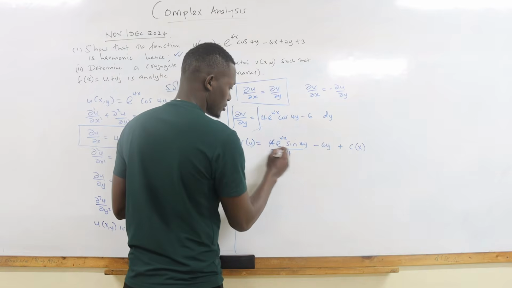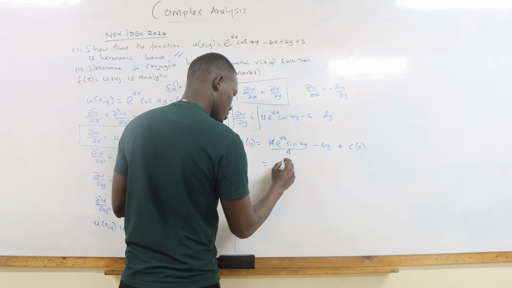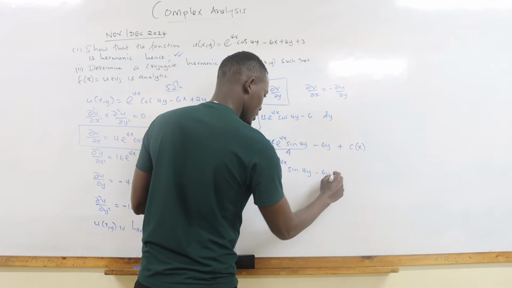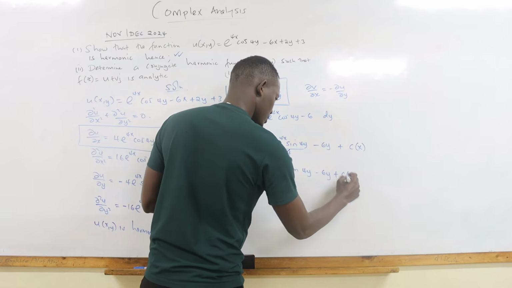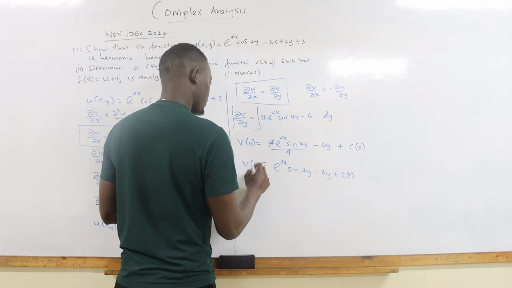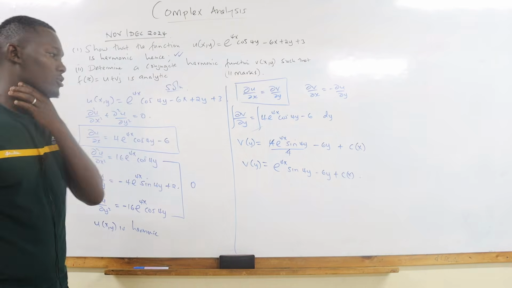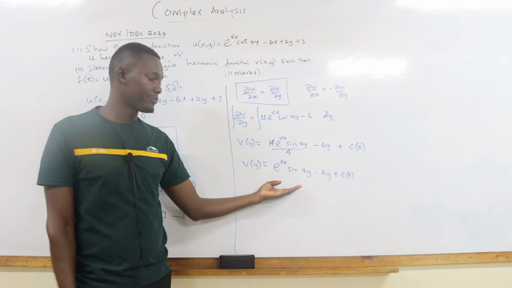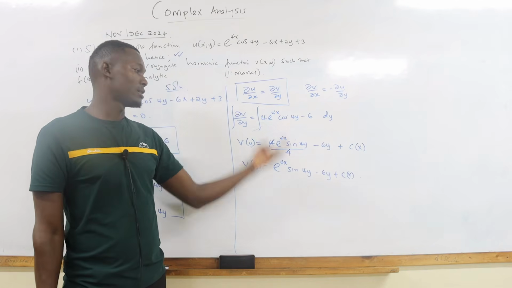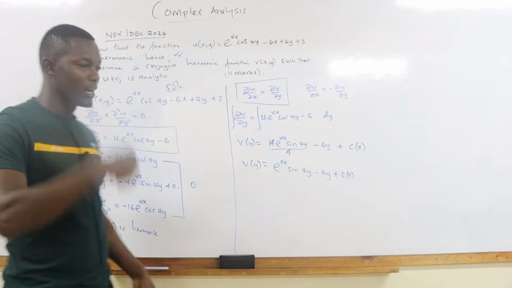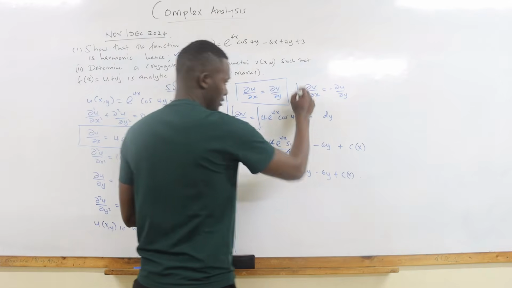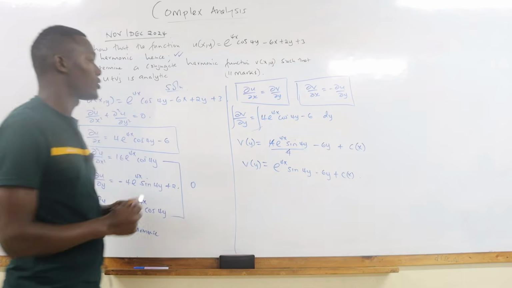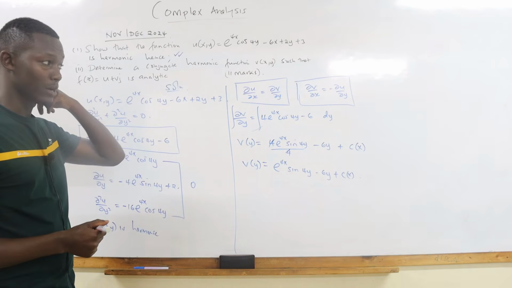Now the 4 and the 4 cancel. You remain with exponent 4x sine 4y minus 6y plus a constant of integration. Now that will be a v with respect to y. Now this part leads us here. Are we together? The first part leads us here. Now we come to the second part, this part. So this part will lead us to getting our v in terms of x and y.